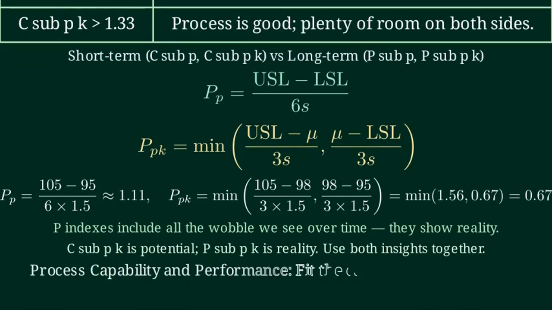In summary, process capability tells us whether the car can fit, while process performance tells us how the driver actually parks it over many tries. Use C indexes to check the machine potential and P indexes to measure the day-to-day consistency. Keep both balanced to stay inside the customer's garage.